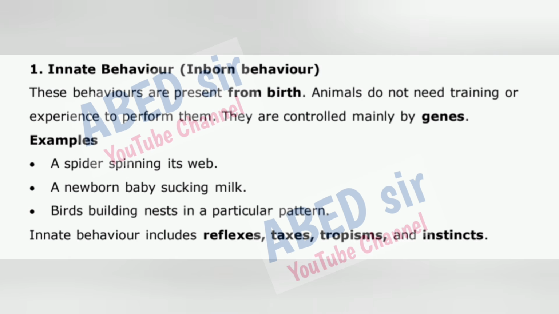1. Innate behavior, inborn behavior. These behaviors are present from birth. Animals do not need training or experience to perform them. They are controlled mainly by genes. Examples: a spider spinning its web, a newborn baby sucking milk, birds building nests in a particular pattern. Innate behavior includes reflexes, taxes, tropisms, and instincts.